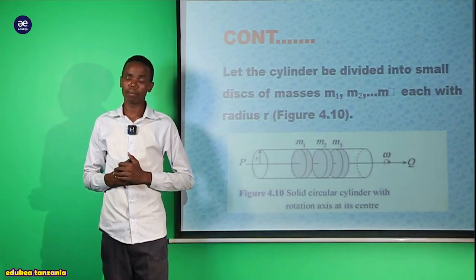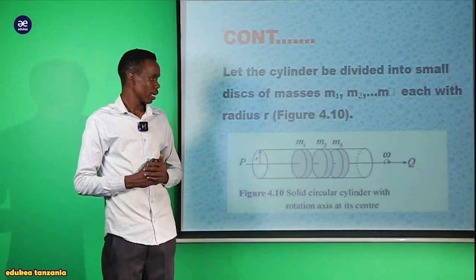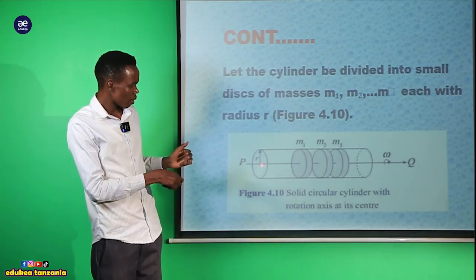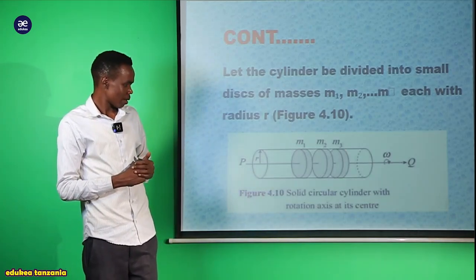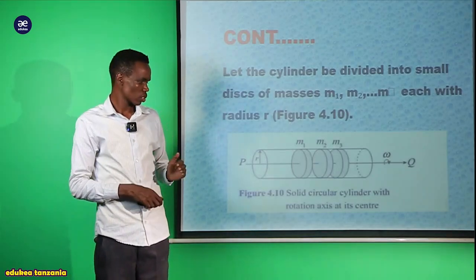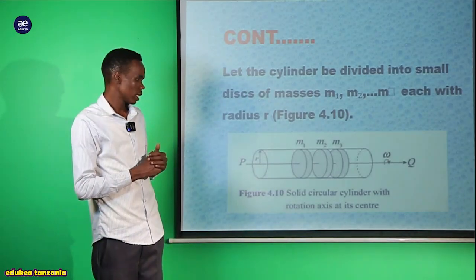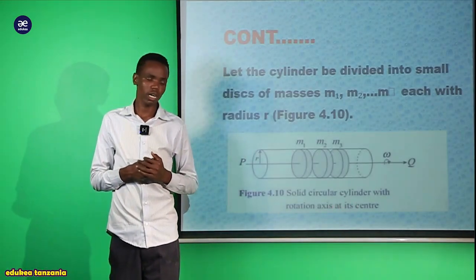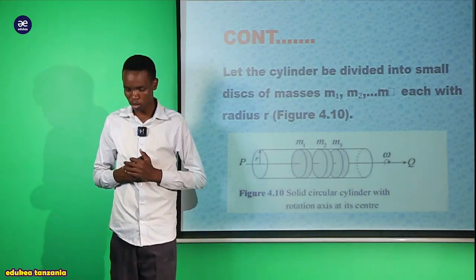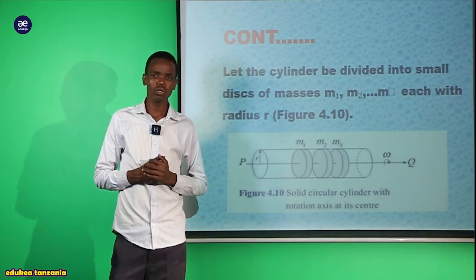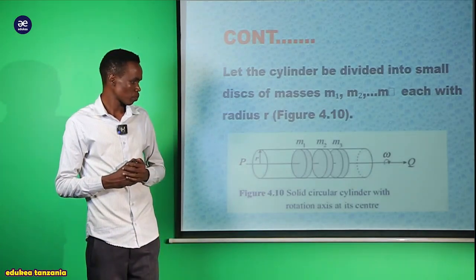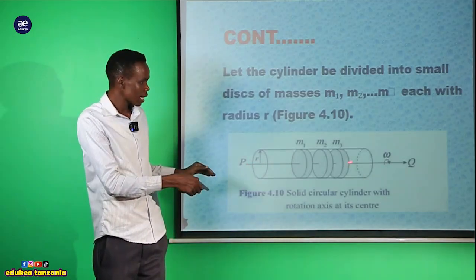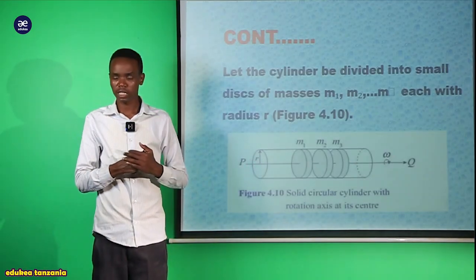So consider our figure number 10 for our first topic. Our figure here indicates the solid circular cylinder with the rotation axis at its center, as we demonstrate here. So, my dear student, how can we demonstrate our formula here? As we look at our figure, this is the axis of rotation, PQ, indicating the axis of rotation.